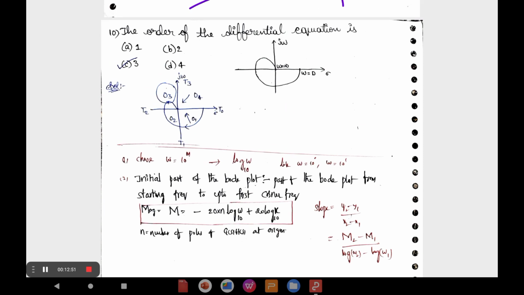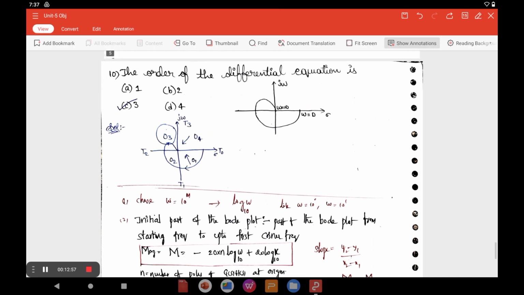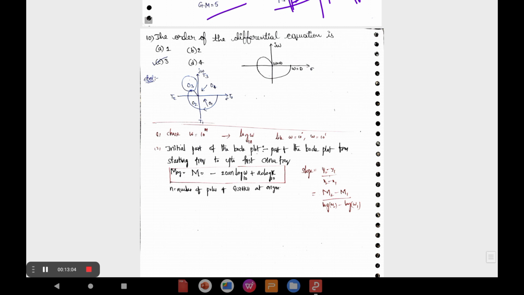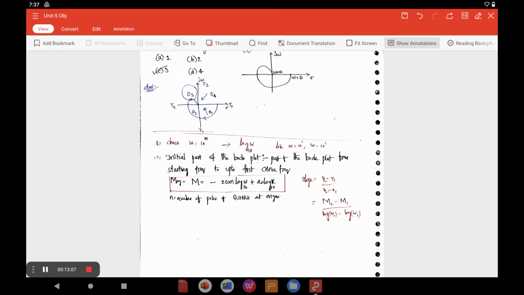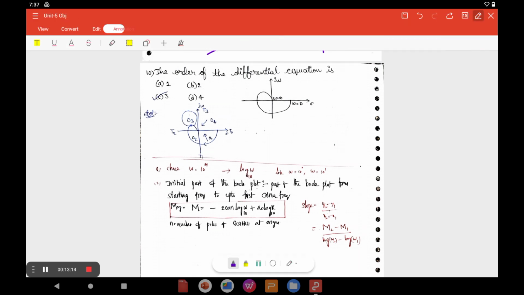The last question in this case is about the order of the differential equation. The order of the differential equation is obviously determined from a plot. From this plot, what information do we get? This is a type 0 system. Order 1, order 2, 3, so it ends at third order. So the order of the transfer function is third order. So that is important.